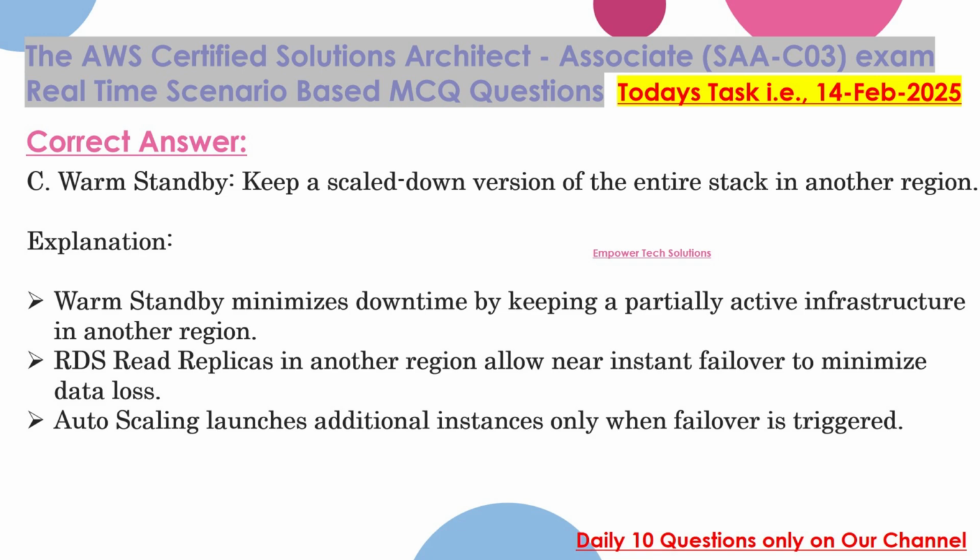Explanation: warm standby minimizes downtime by keeping a partially active infrastructure in another region. RDS read replicas in another region allow near-instant failover to minimize data loss. Auto-scaling launches additional instances only when failover is triggered.